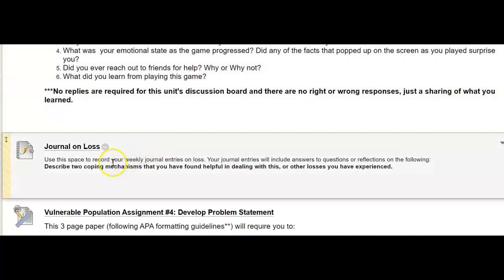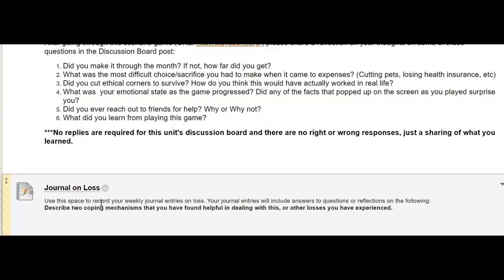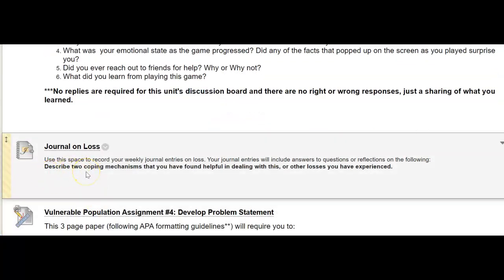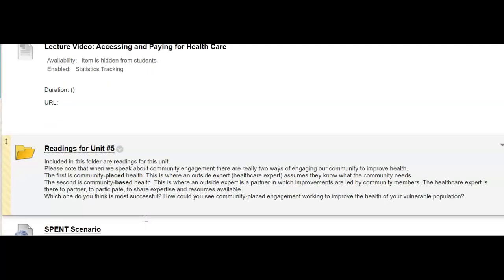You're also, as we've been doing weekly, doing your journal on loss. And for this week, describe 2 coping mechanisms that you've found helpful. You're also going to be doing your vulnerable population assignment number 4, which is developing a problem statement. We'll go over that in a minute, but that's going to take us back to the readings.